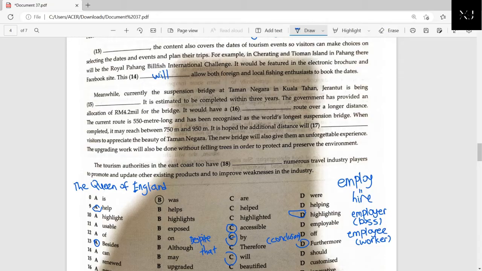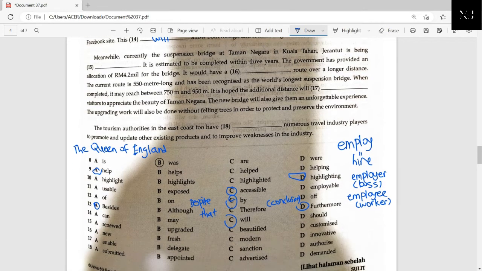Okay, meanwhile, currently the suspension bridge at Taman Negara in Kuala Tahan, Gerantau, is being something: renovated, renewed, beautified, customized. They didn't give the option renovated. So that leaves us with the answer upgraded. Okay, why is it upgrade instead of renewed? Renewed is only for cards and subscriptions. You cannot renew something that is already there. You can only upgrade it.